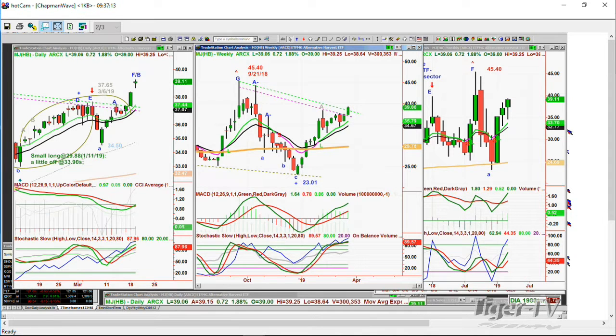Boom, it breaks out. MACD strong. Stochastics at 89%. Very strong. This is acting very well, and it makes this entire area right here at 37 major support. At least this is the daily chart, so it's on the shorter term. Weekly has it at 35.5 to 34.5. Okay, so that's MJ.